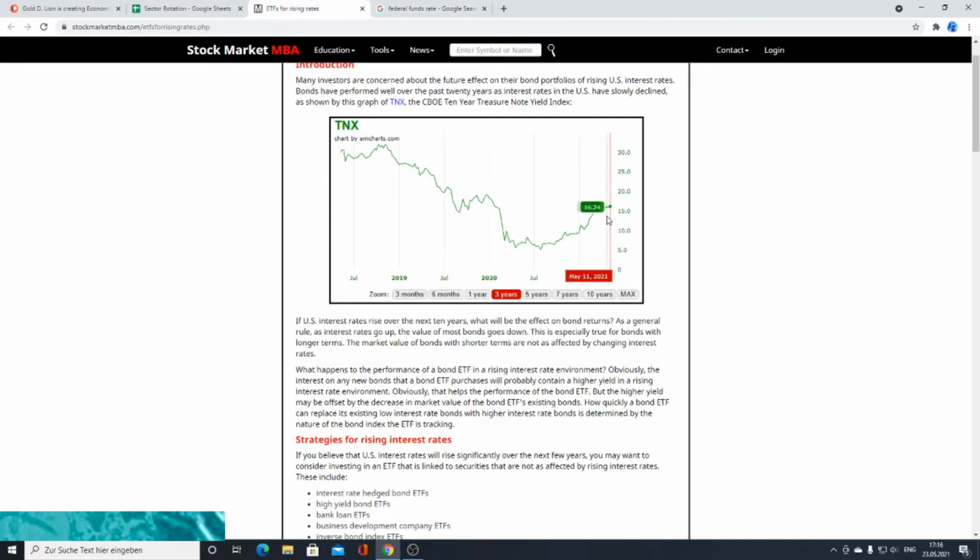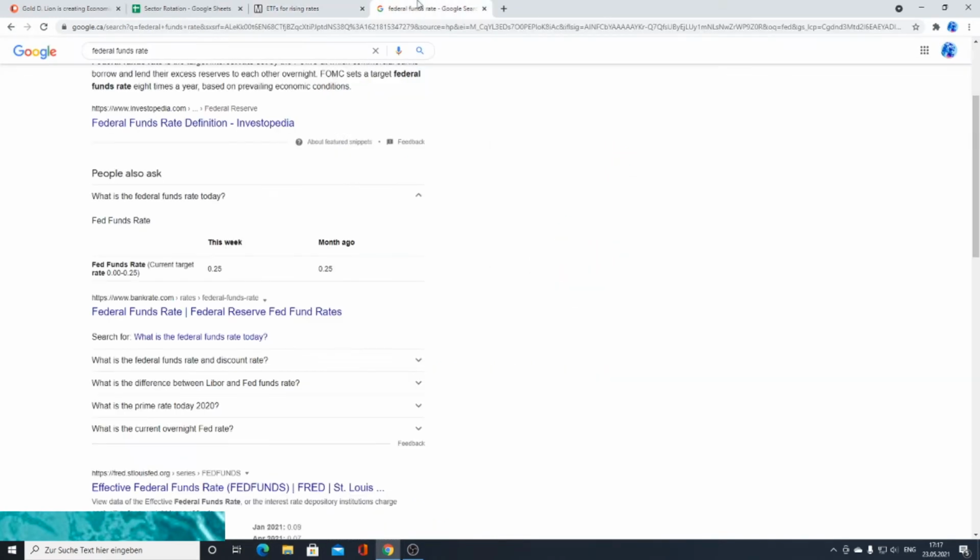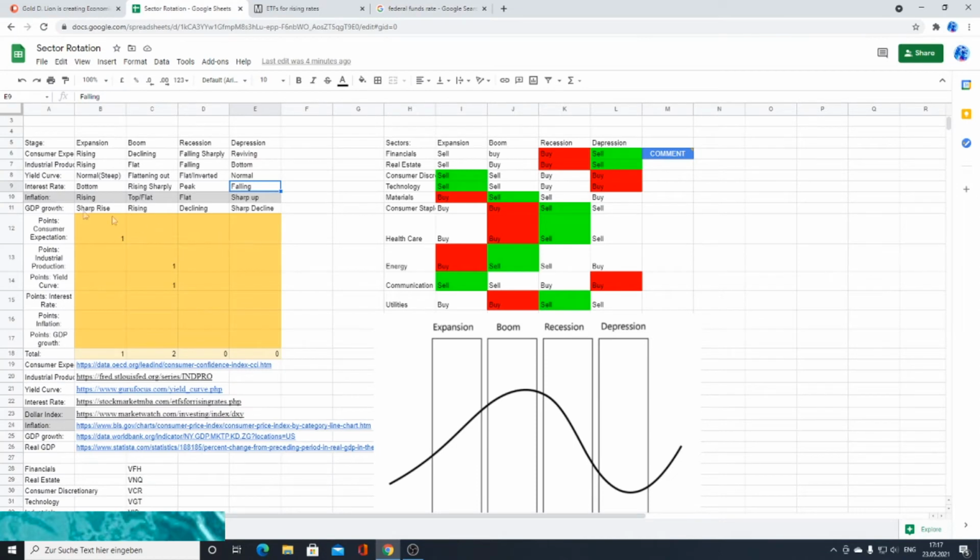Based on this graph here, we can see that interest rates are on the rise. And based on here, with the federal funds rate, you can see that it does not go any lower. It can only go up from now on. So when we go back here and look at interest rates, is it at the bottom? Is it rising sharply? Is it at its peak or is it falling? So I would say it is rising sharply. So we give a point here for that.